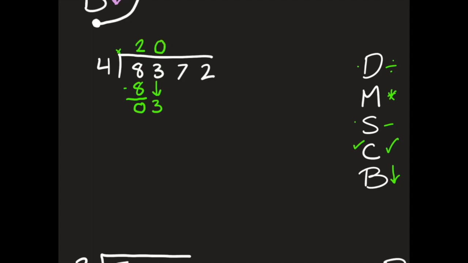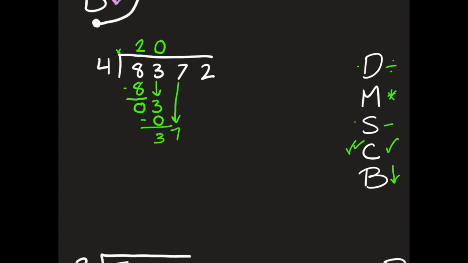Now I'm going to go through my steps again. 0 times 4 equals 0. Now I'm going to subtract. 3 minus 0 equals 3, because think about it, 3 minus nothing is still 3. I'm going to check. Is 3 smaller than 4? Yes. So now I'm going to bring down my next number, which is a 7.